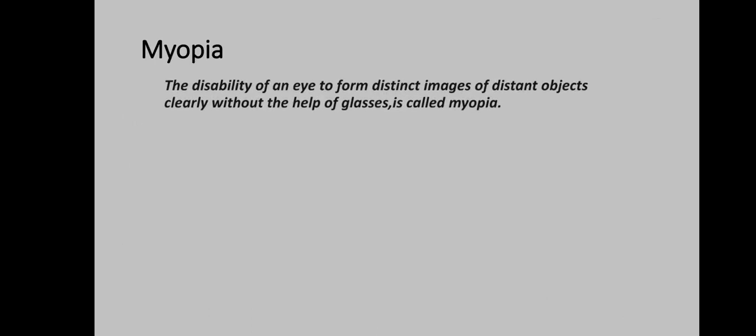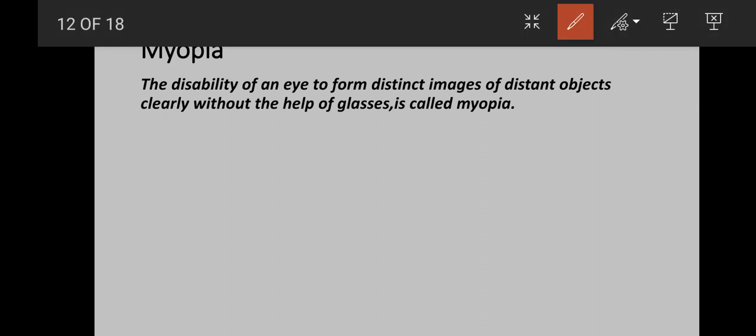What is myopia? The disability of an eye to form distinct images of distant objects clearly without the help of glasses is called myopia. Means if a person cannot see distant objects clearly, we can say that he or she is suffering from myopia. Here I am using two words, distinct and distant. These are two different words. Students get confused in these two words.